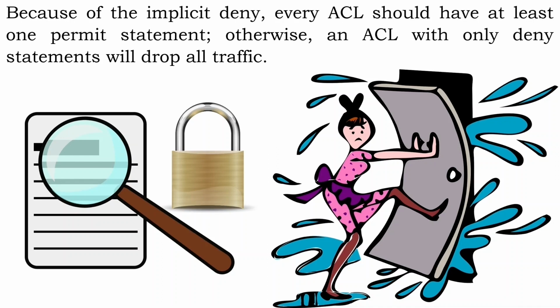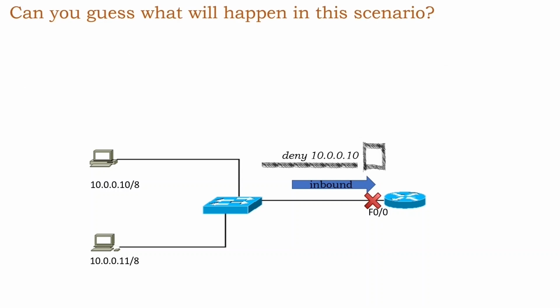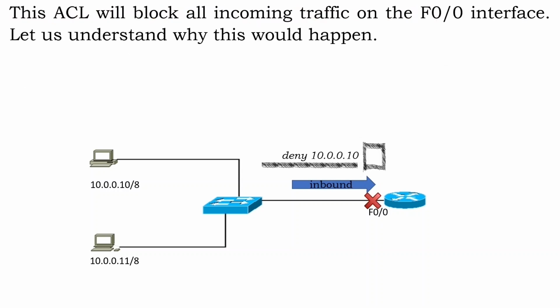Let's take an example. A segment 10.0.0.0/8 is connected to the F0/0 interface. You want to block only the host 10.0.0.10/8 from this segment. Since you want to block only one host, you created an ACL with a single entry, deny 10.0.0.10, and applied it to the F0/0 interface in the inbound direction. Can you guess what will happen in this scenario? This ACL will block all incoming traffic on the F0/0 interface.